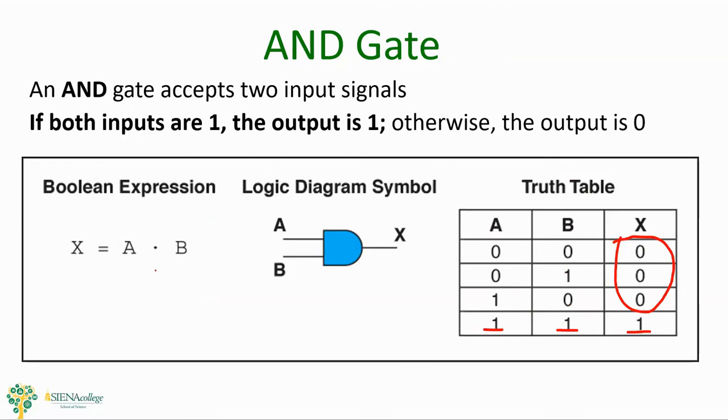We use a dot to signify the Boolean expression for AND. Think of it as multiplying. Anytime that we have a 0 as our input, our output is 0. 0 times anything is 0. The logic diagram that we use looks like a D. I like to think of it as AND. Looks like a D.